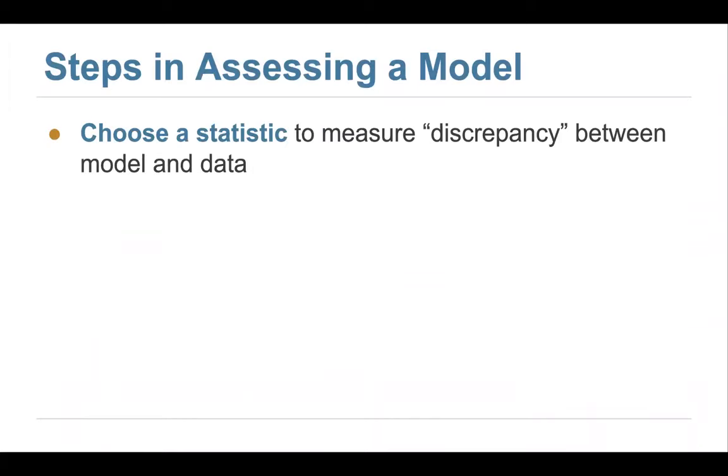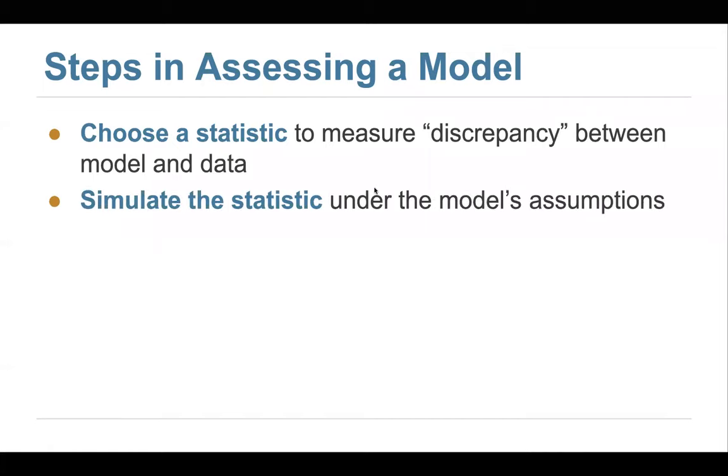So just to recap, formally, how do we assess the model? The first step is we choose a statistic to measure the discrepancy between the model and the data, and that statistic is then simulated under the model's assumptions. Recall, a statistic is just a number that you create from a sample of data. You've observed some data, you can create this statistic out of it, and you can also create the statistic out of any data that you simulate from a model. That's the basic idea.